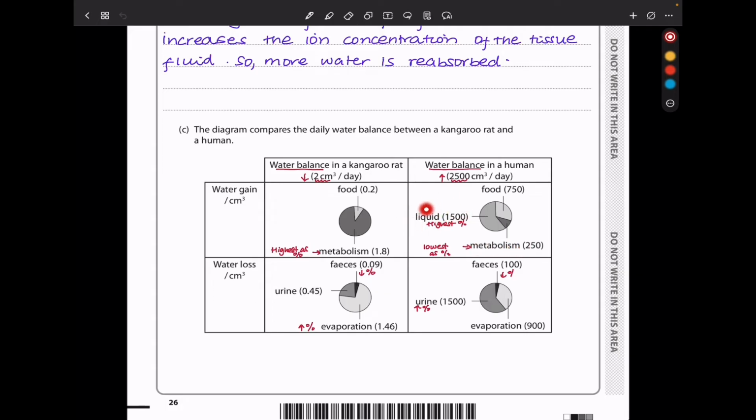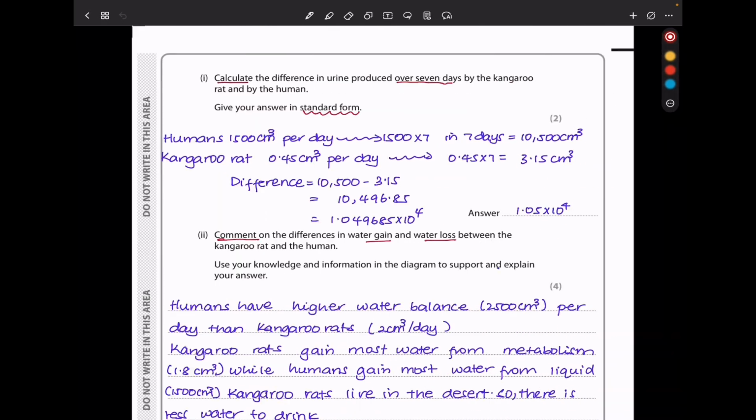Humans gain most from liquids because they have access to drinking water, while kangaroo rats that live in deserts have no access to drinking water, or there is less access to drinking water. Then water loss. Here we see the greatest percentage is going to be by evaporation, and again they stay in a desert, so the temperatures are really hot, and the least is going to be through feces. For the humans, the greatest is going to be through urine, and again there is more water that they can drink. Least is going to be through feces, while evaporation also has quite a bit of a percentage.